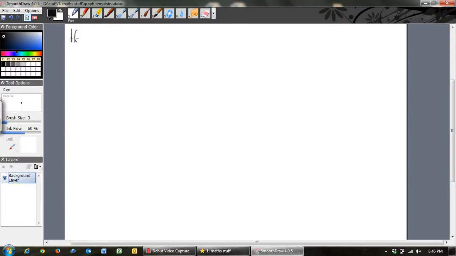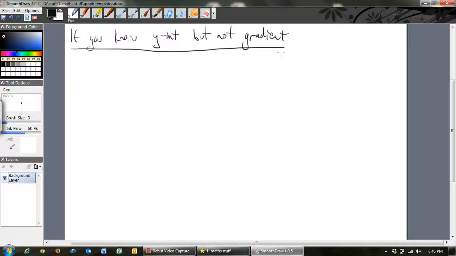Second one, if you know the y-intercept, but not the gradient. This is our second category. You know the y-intercept, but not the gradient. Okay. So let's have a look at an example.